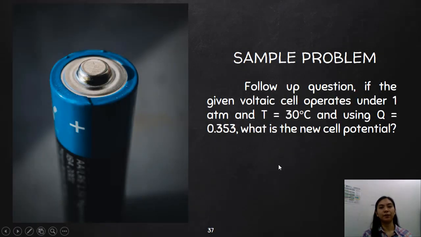Let's have a follow-up question. What if the given voltaic cell operates under 1 atmosphere and 30 degrees Celsius? Using your reaction quotient value of 0.353, what is the new cell potential? So, ito na po yung dapat gamitin natin, si Nernst equation. Kasi po, hindi na po standard yung condition. It says here the temperature is already 30 degrees Celsius. At diba yung standard is 25. So, kung 30 na yung temperature, meaning hindi na siya standard, how do we calculate the new cell potential?